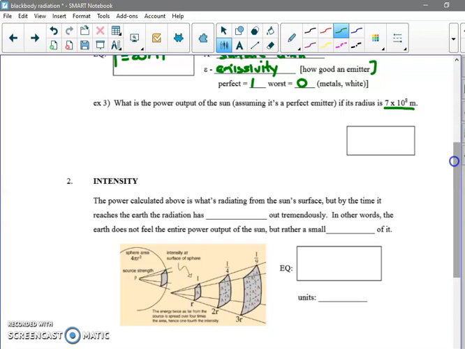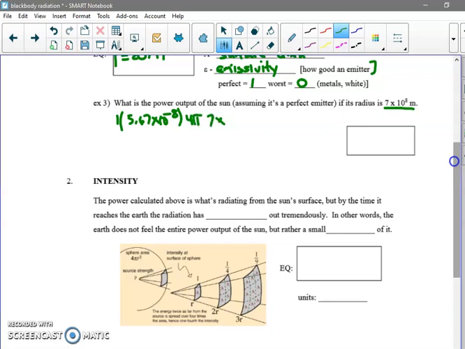Okay, so for epsilon, we're going to put in 1. For Stefan-Boltzmann's constant, 5.67 times 10 to the negative 8th. That just rolls off the tongue. Okay, the area is the surface area. So you've got to know the surface area of a sphere. That's going to be 4 pi r squared.